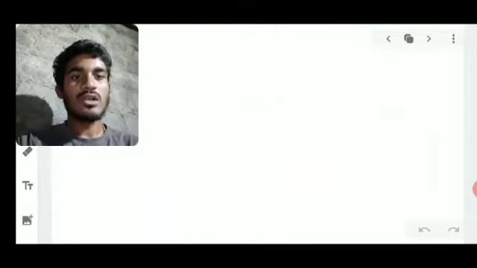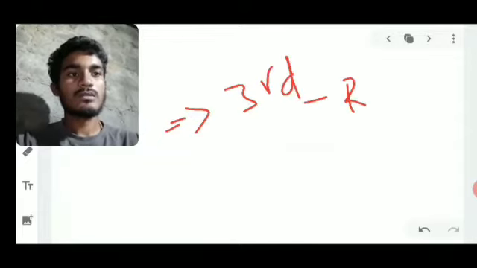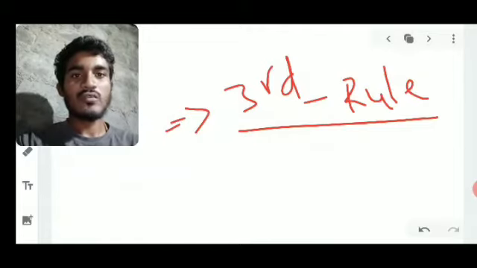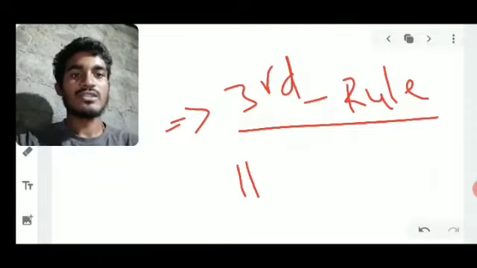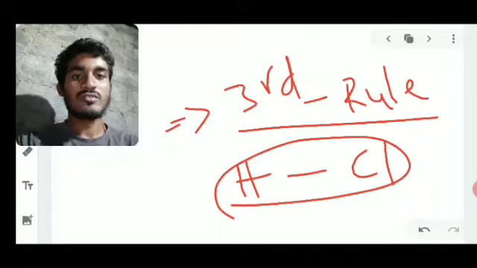Now the third rule says to draw the structure, or a line, between the atoms or elements. For example HCl, like this. This shows the formation of the bond between the two atoms or elements. This is the third rule, how to draw the Lewis dot structures.